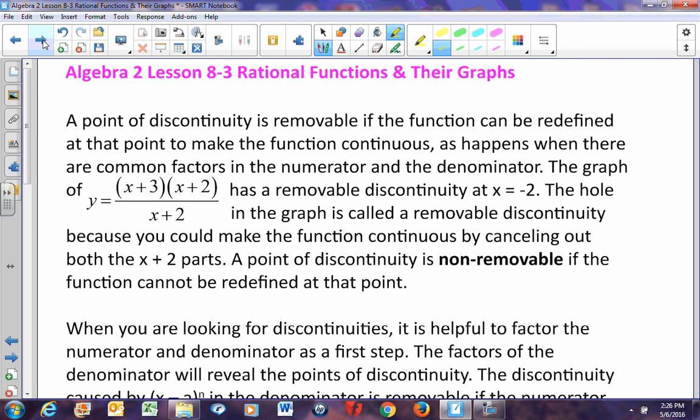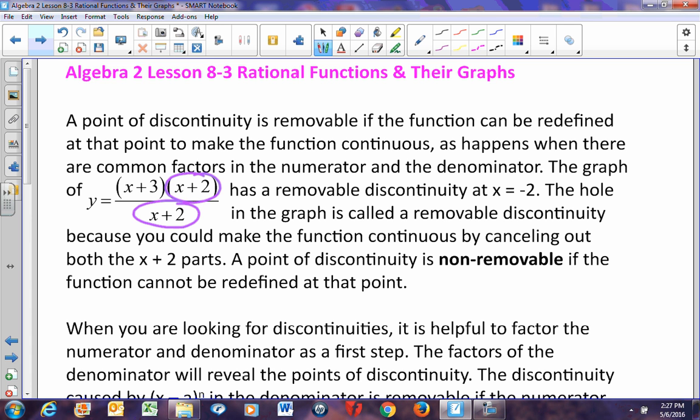All right, so let's continue on here for just a second. This is kind of interesting. It's a little bit hard to understand until you actually do some examples, but just bear with me, it will make sense. A point of discontinuity is removable if the function can be redefined at that point to make the function continuous. That happens when there are common factors in the numerator and the denominator. As we see here in this problem, we have an x plus 2 in the numerator and an x plus 2 in the denominator, which means technically if we simplify this equation, those 2 sections would cancel out, because the only time we can simplify is if you simplify exactly the same factors that are multiplied together.